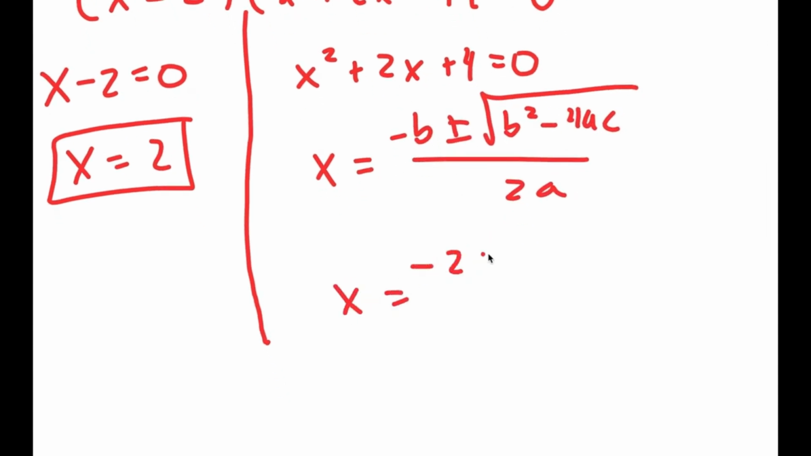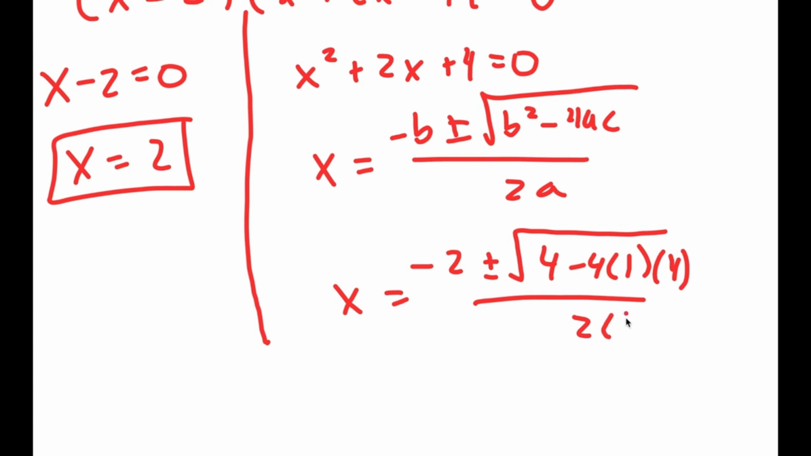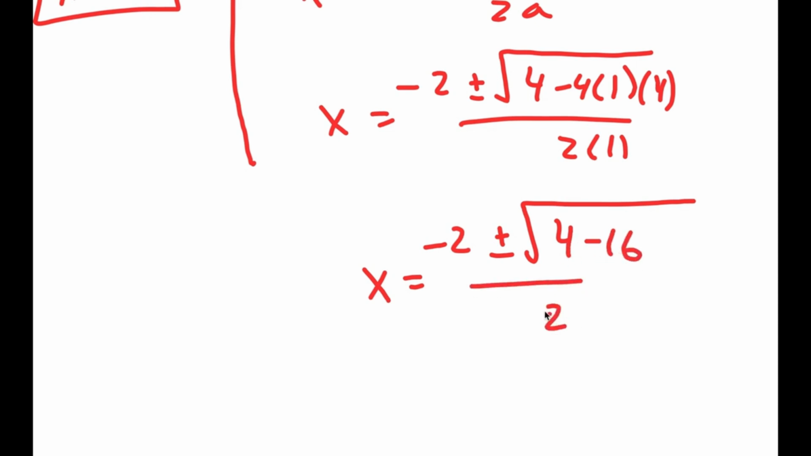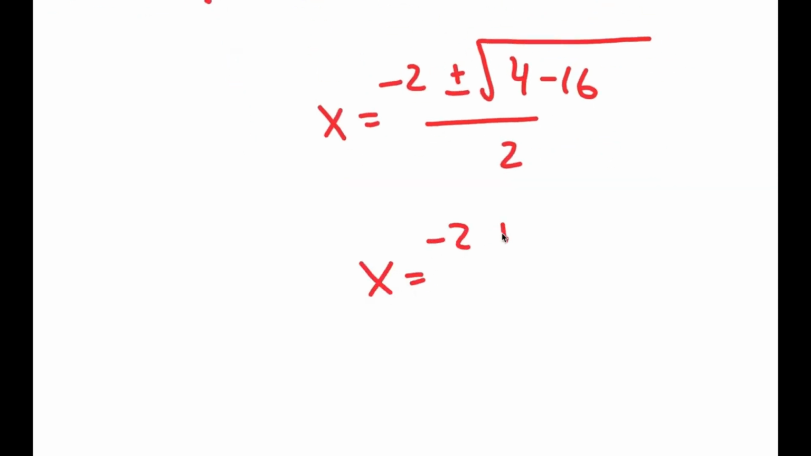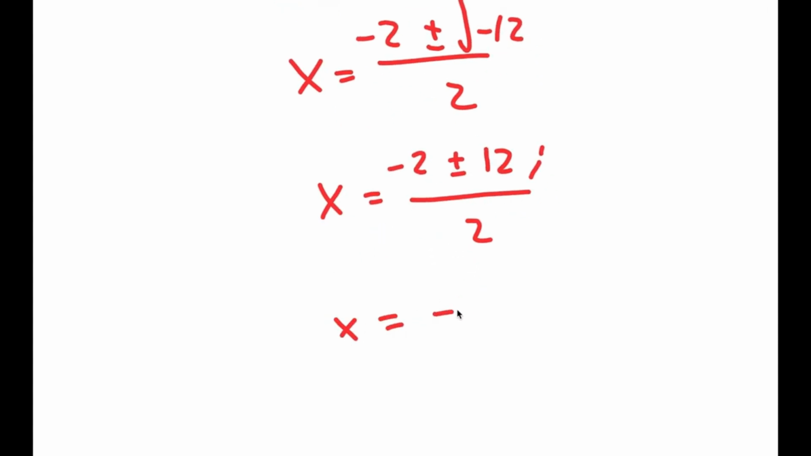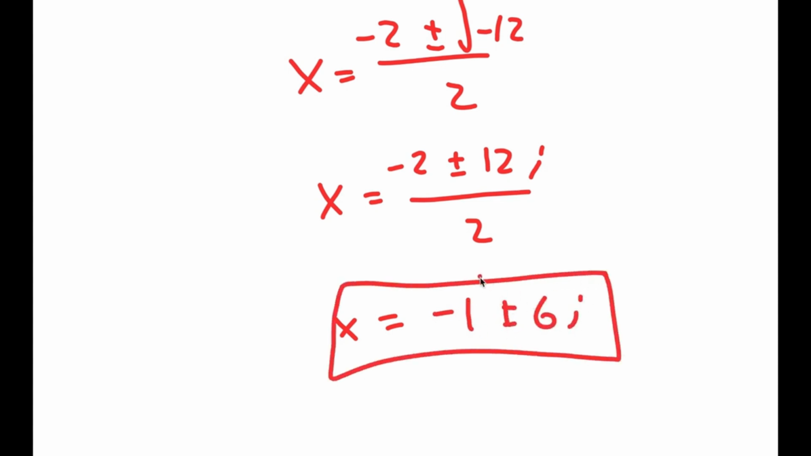So I get negative 2 plus or minus the square root of 2 squared, which is 4, minus 4 times a, which is 1, times c, which is 4, all over 2a, so 2 times 1. And this turns into negative 2 plus or minus the square root of 4 minus 16 over 2, which is equal to negative 2 plus or minus the square root of negative 12 over 2. Which is equal to negative 2 plus or minus 12i over 2, which is equal to negative 1 plus or minus 6i. So these are the 2 more solutions to this equation.